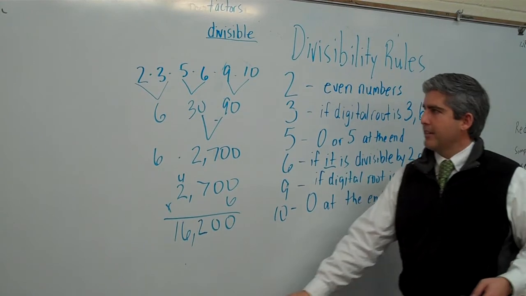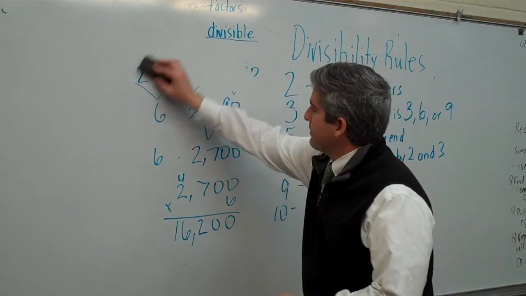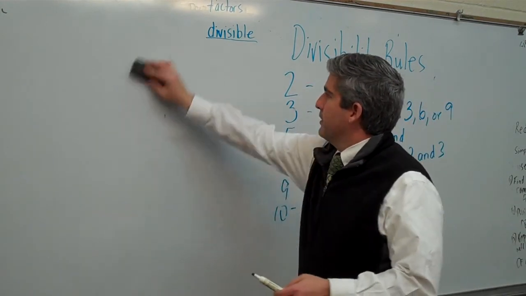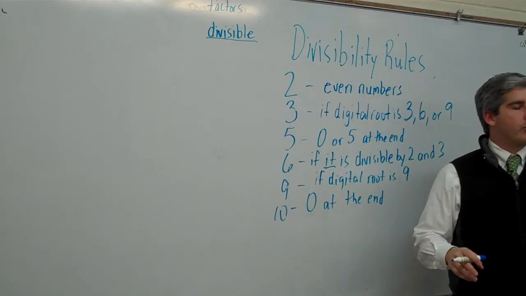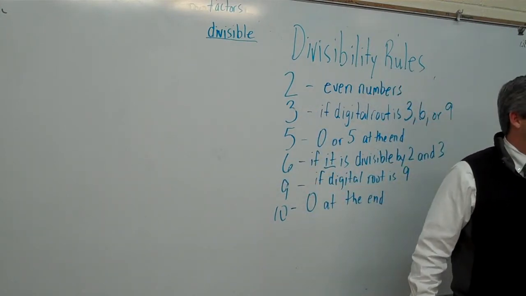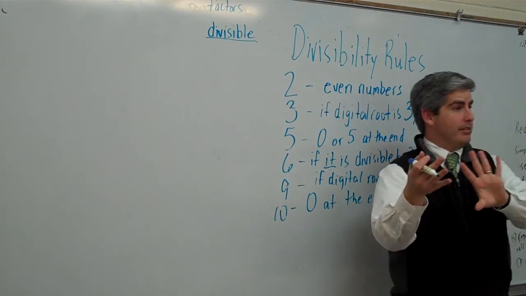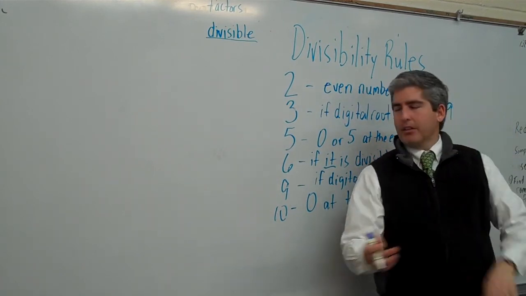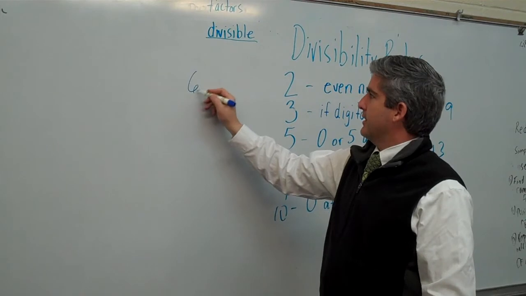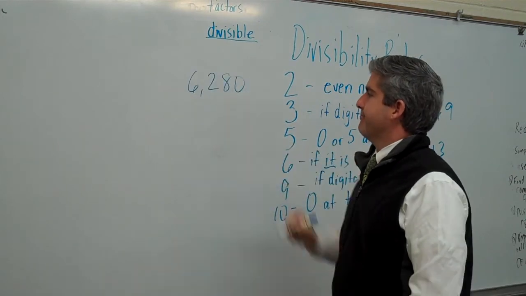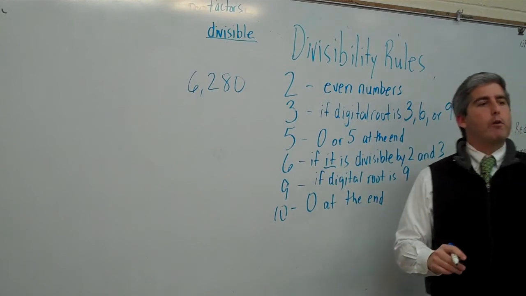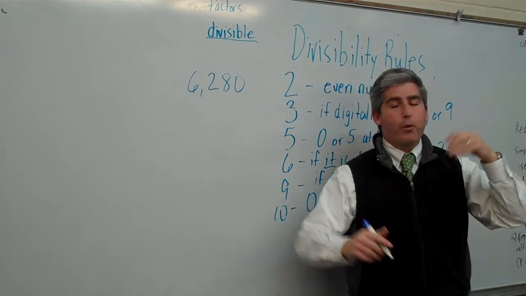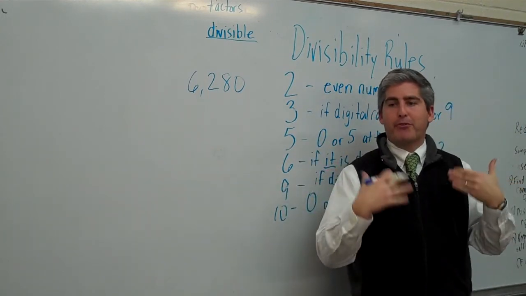Okay? Let's do one example. Now, we're focusing on 2, 3, 5, 6, 9, and 10. Of course, 1 is a factor of any number, and itself is a factor of that number. So let's just try 6,280. And let's just go down the list. Well, first, what would be helpful to do first, before we start checking the divisibility rules? What might be helpful to find out?